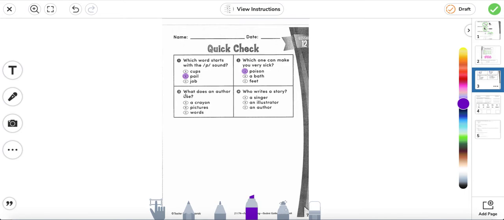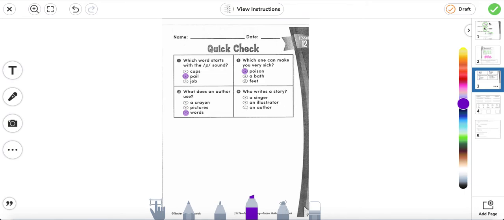Number 3, what does an author use? Author. The author writes the story. So what is the author going to use? A crayon? Pictures? Or words? Words. Okay, number 4, who writes a story? A singer, B, an illustrator, C, an author. Who is going to write a story?